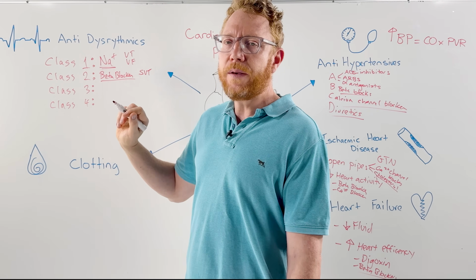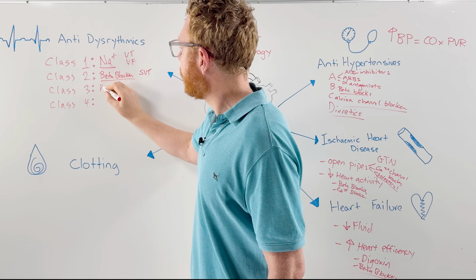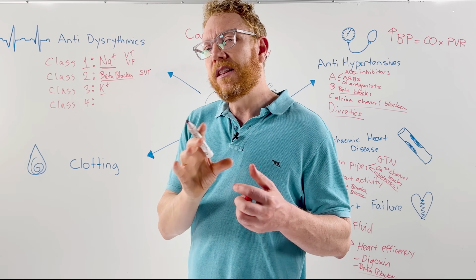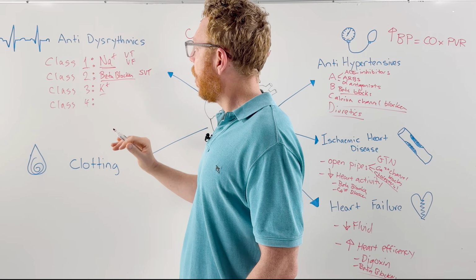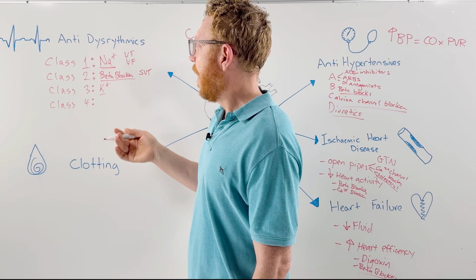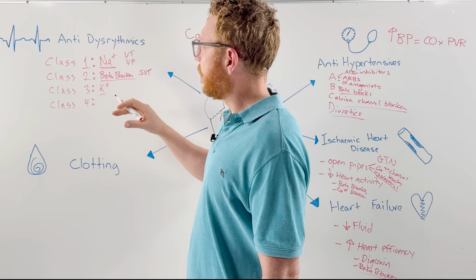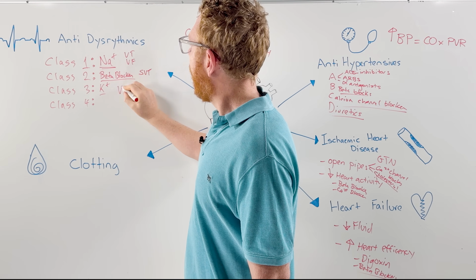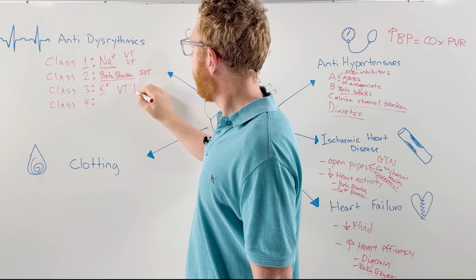Moving to class 3 medications, these block the effect of potassium. So they're potassium blockers, but in the ventricles. So that's going to slow the repolarization speed within the ventricles. Again, this is going to be important for certain ventricular abnormalities. Again, it's probably similar to class 1, the VTs and the VFs.